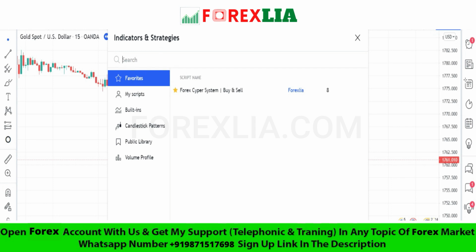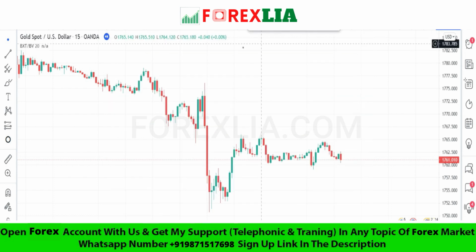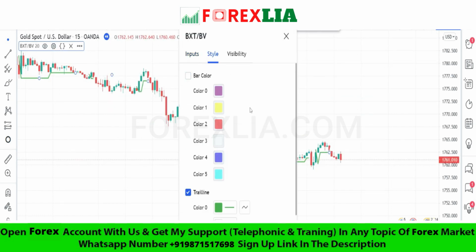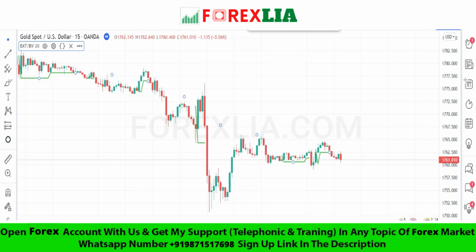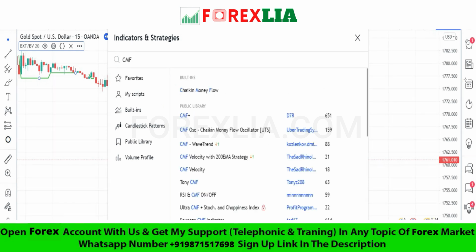This strategy we need two indicators. First we need Better Trend X indicator, with some settings changed. And second, CMF indicator.